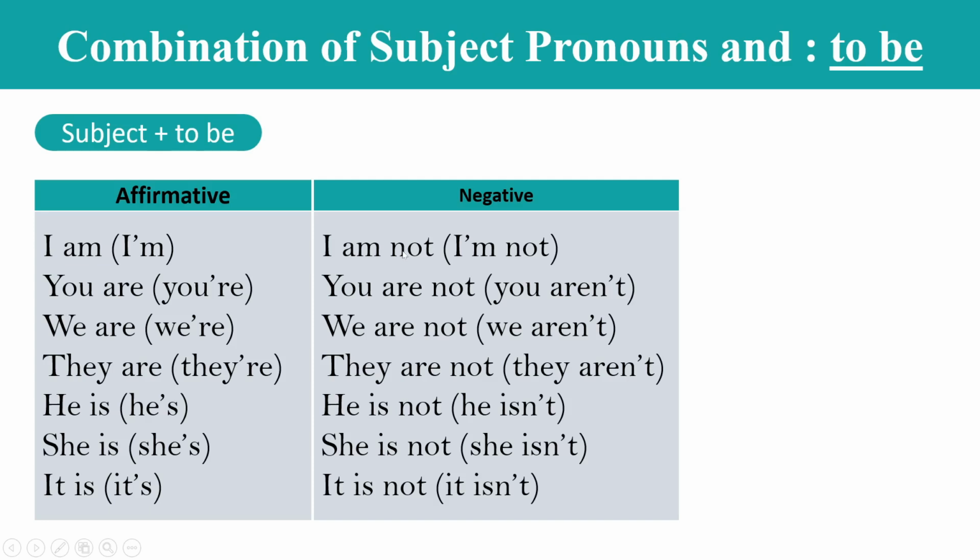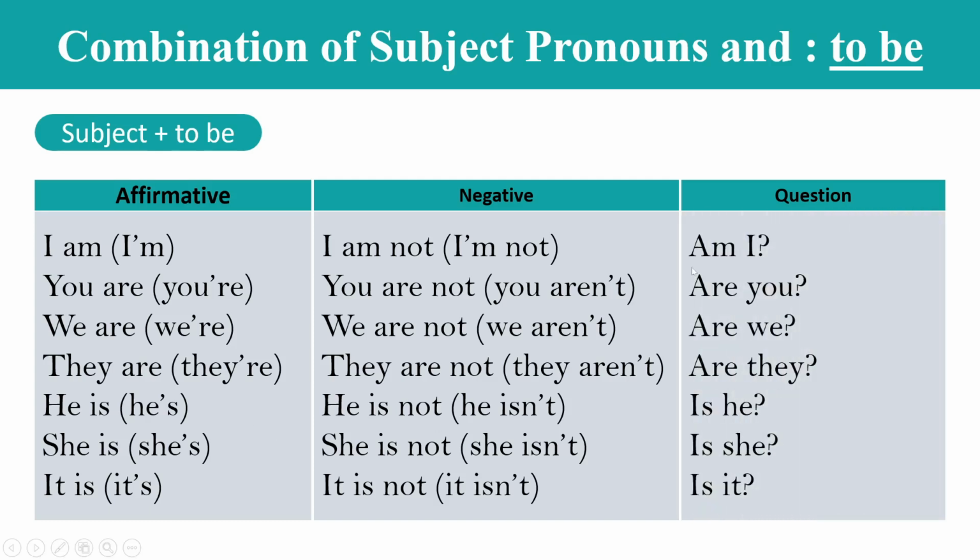Okay, and now let's see the question form of subject pronouns and to be verbs. To make the question form, you need to change the position of the to be verb and the subject pronoun. It means use the to be verb at the beginning of the sentence. Let's see the examples. Am I, are you, are we, are they, is he, is she, is it? Very, very simple. Just change the position of the subject pronoun and the to be verb.